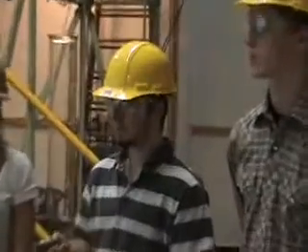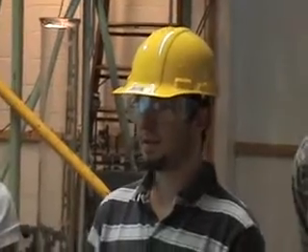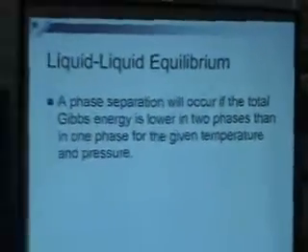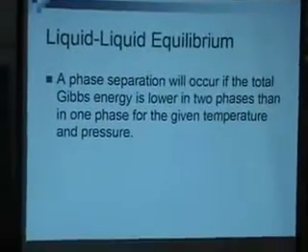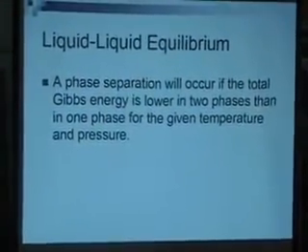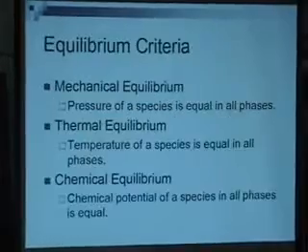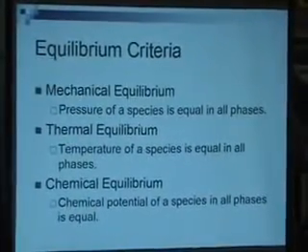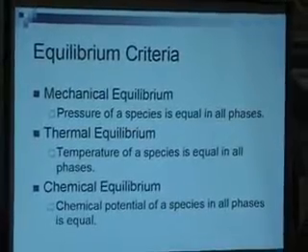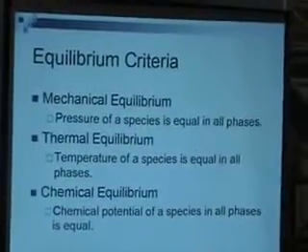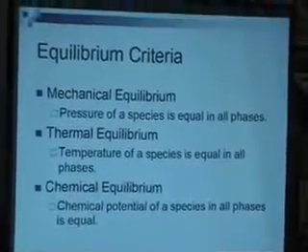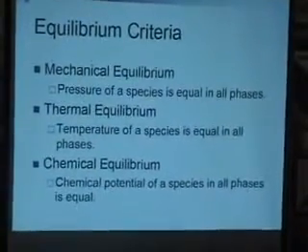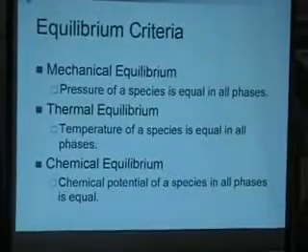Alright, so the basic concept behind liquid-liquid equilibrium is that in two phases, if the total Gibbs free energy is lower than it is in one phase, it'll split into two for given temperature and pressure. So we have three criteria. We have mechanical equilibrium, thermal equilibrium, and chemical equilibrium. And that says that the pressure, temperature, and the chemical potential for a species is the same in all phases.